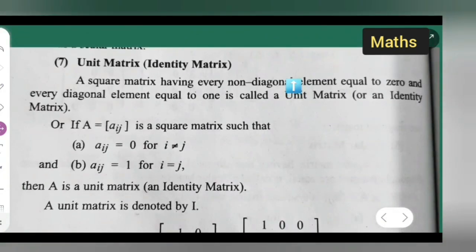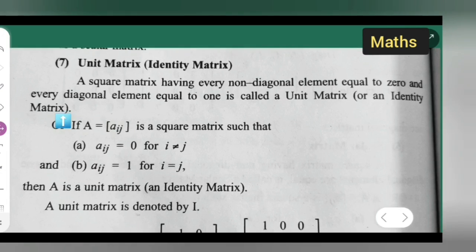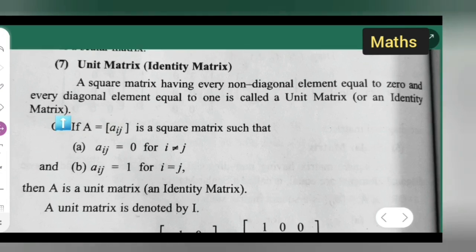Okay, so let us discuss the unit matrix or identity matrix. I will be giving you all the definition. Let me zoom it a little bit so that you can all see it better. Unit matrix, identity matrix: a square matrix having every non-diagonal element equal to 0 and every diagonal element equal to 1 is called a unit matrix or an identity matrix. Or you can even write it as this.